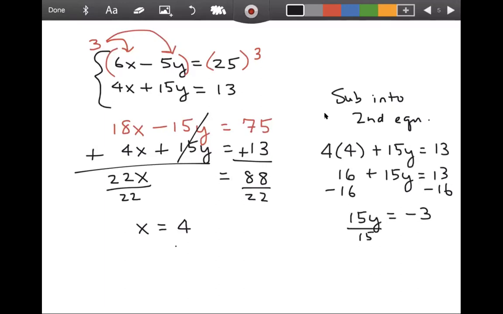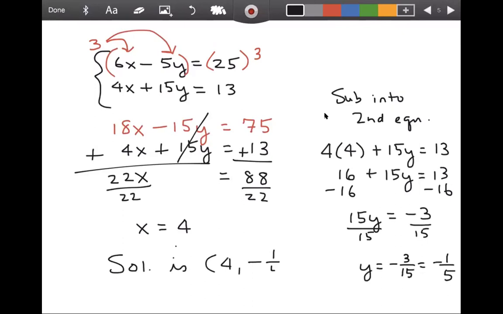Divide both sides by 15. You get y equals -3/15, which simplifies to -1/5. So it looks like the solution is 4, -1/5. Again, I would encourage you to check that. Most of these example problems and many of the homework problems are rigged so that the coordinates come out to be integers, but they don't always come out to be integers. Okay, I'm pretty sure this one is correct.